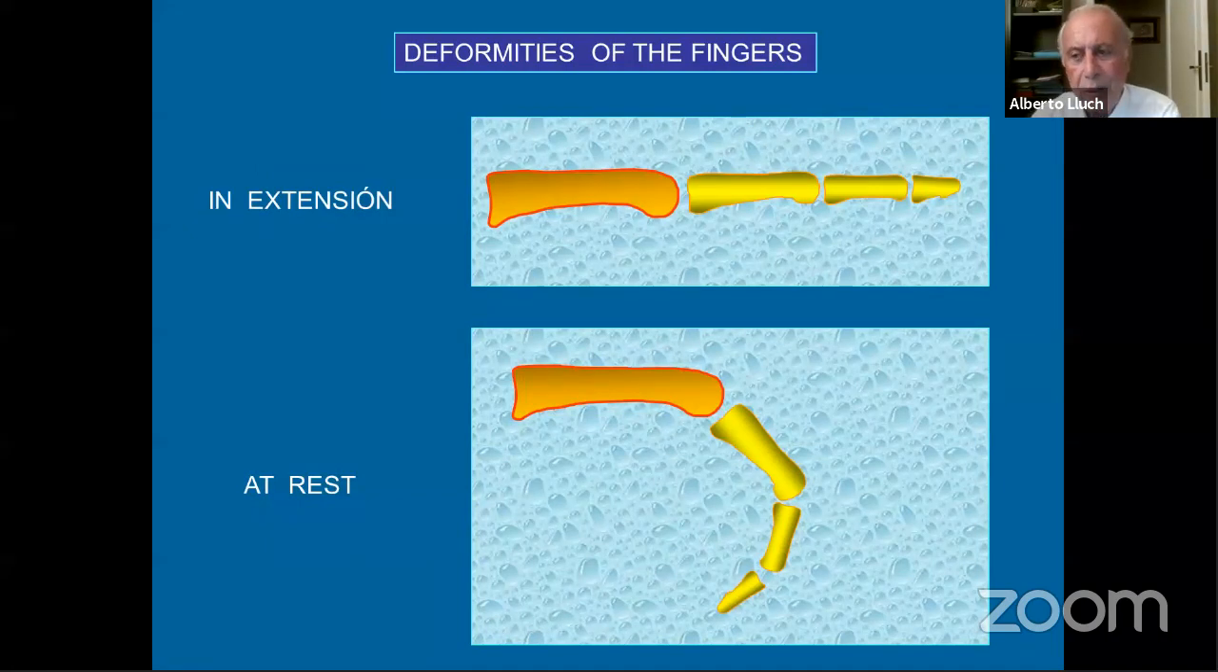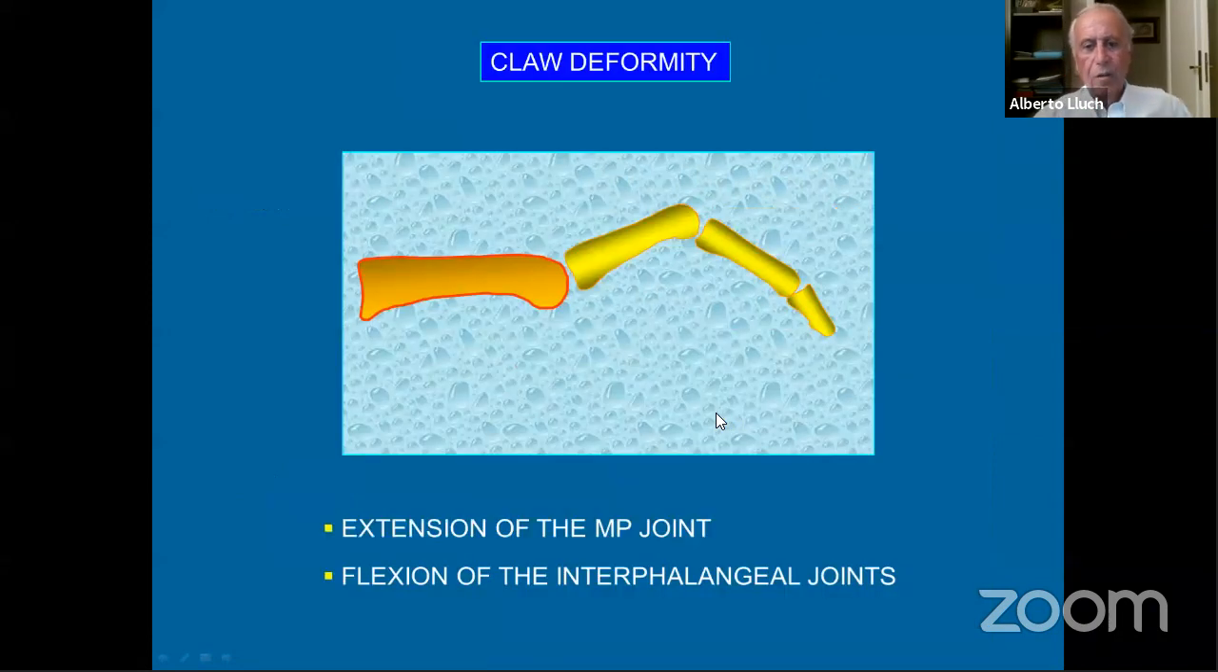Well, let's look at the deformities that we can see on the fingers. Until now, we have seen only the MP joint, but now I would like to examine with you the deformities that we can see in the interphalangeal joints. In extension, all bones are collinear, aligned: metacarpal, proximal, middle, and distal phalanx. At rest, they're all flexed, usually a little bit more at the MP joint, a little bit less at the PIP joint, and less at the DIP joint. But it's always a cascade proportion of flexion of the joints.